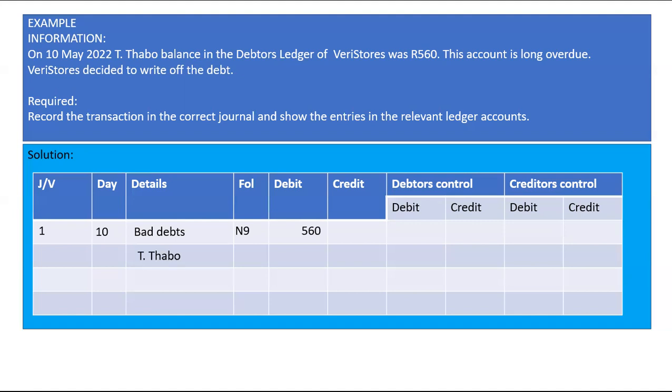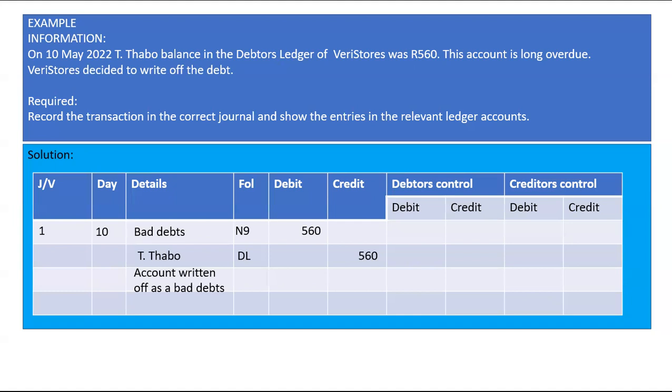This will be found in your debtors ledger. You put it on the credit side, and on the credit side, you are simply going to put in 560. You're done, and then you put a brief description which explains what just happened. And what just happened is that we are writing off a debtor.